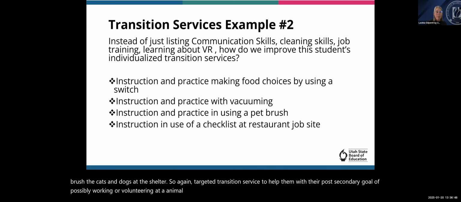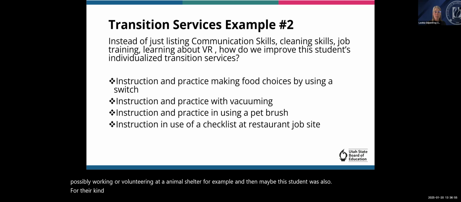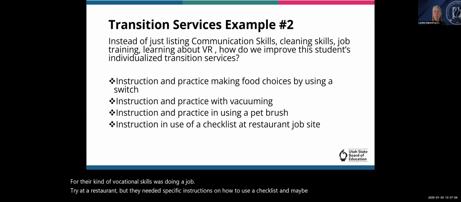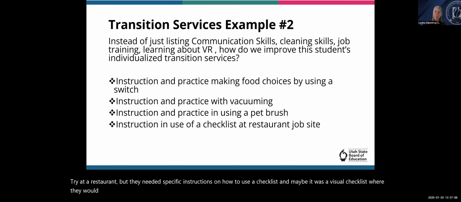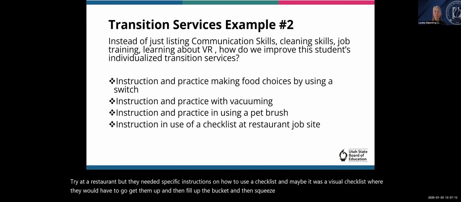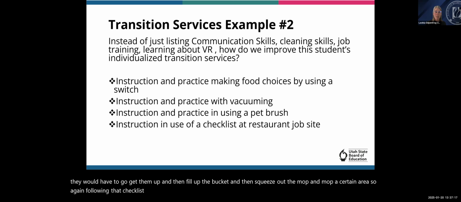shelter, for example. And then maybe this student, for their vocational skills, was doing a job try at a restaurant, but they needed specific instructions on how to use a checklist. So maybe it was a visual checklist where they would have to go get the mop and then fill up the bucket and then squeeze out the mop and mop a certain area. So again, following that checklist, that's an instruction that can be a targeted transition service.